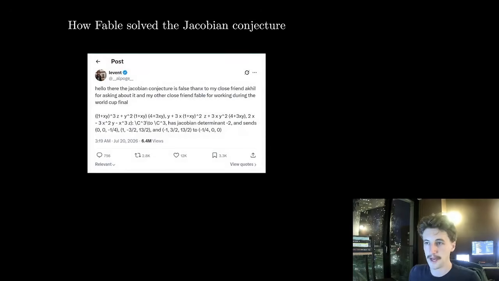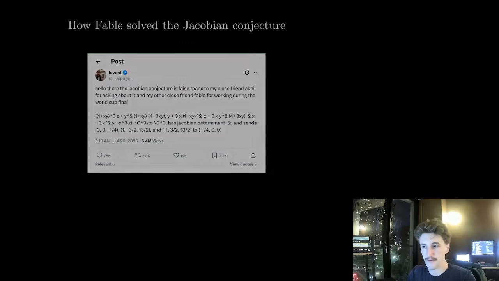Today we're talking about how Fable solved the Jacobian conjecture. We previously did a video around what the Jacobian conjecture was, but today we're going to talk more about how it was actually solved. Here's a tweet that disproved the conjecture, and let's get into it.